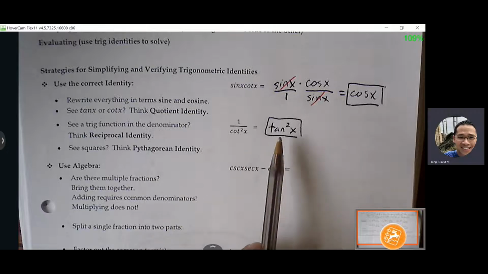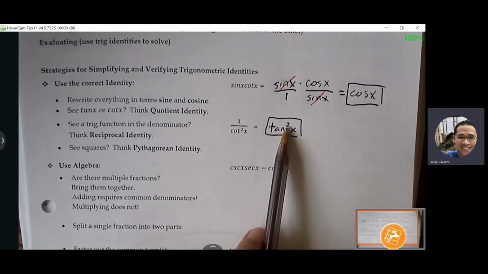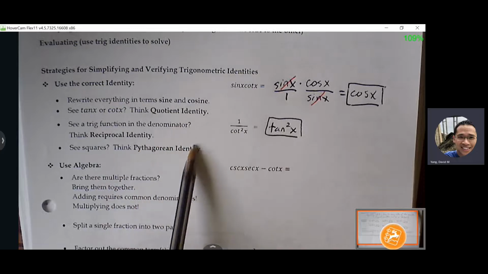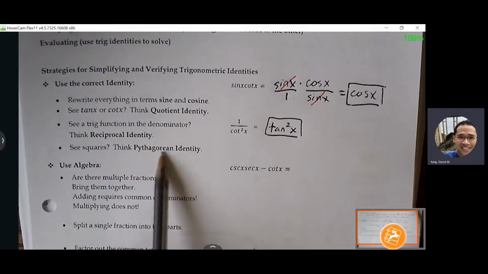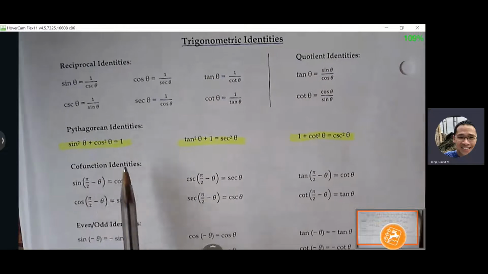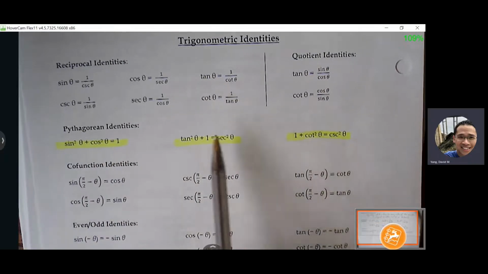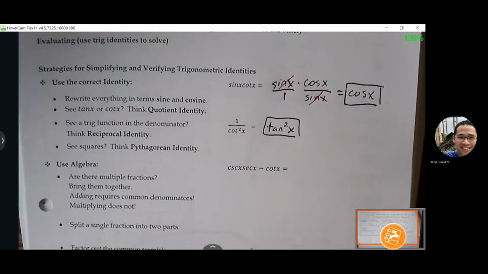Yeah, anytime you see squares involved, like something raised to a second power, a lot of times it's, ooh, maybe it's a Pythagorean identity that I can involve to help me clean it up. So seeing that square there sometimes helps us move towards what we could use.